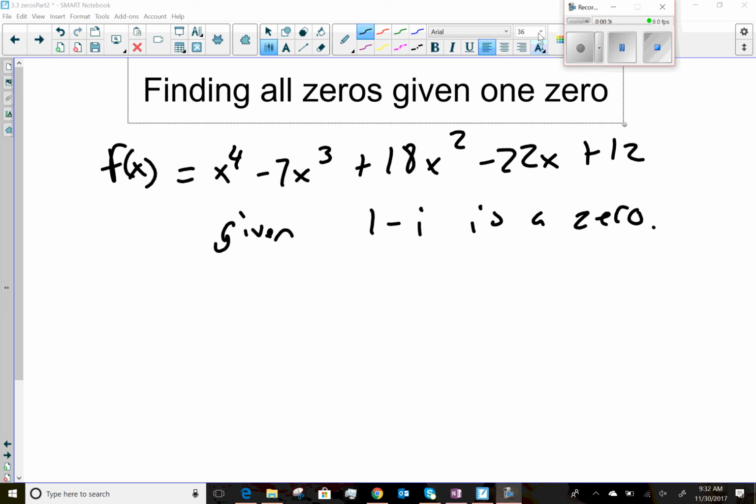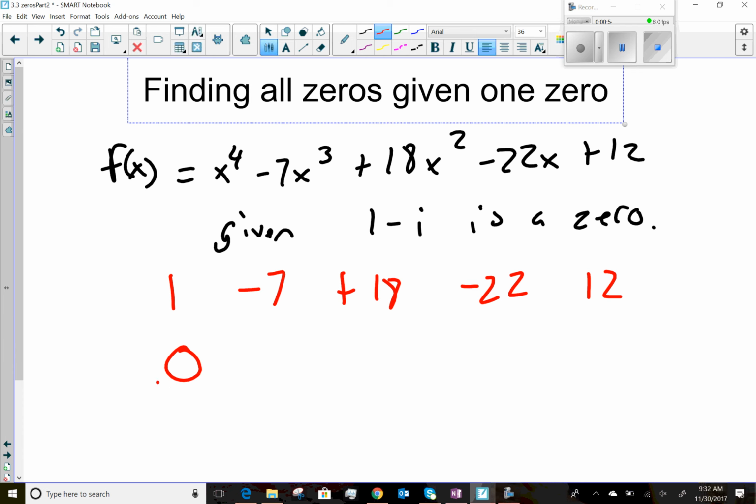So we're going to do it just like we did before with synthetic division. We set it up and make sure everything is accounted for. List our coefficients and make sure we have all our numbers accounted for. Is something missed? No, we're good: 4, 3, 2, 1, 0. We should have 5 numbers listed, which we do. 0 in the second row. What goes in the box is our zero, which is 1 minus i.